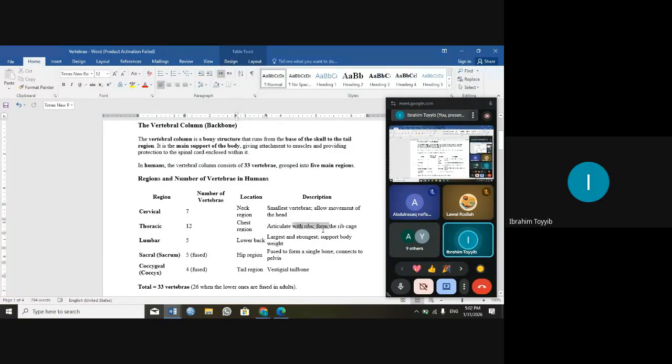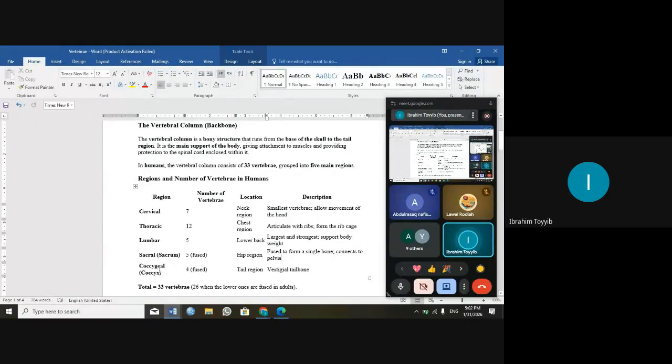Thoracic is the one that forms the rib cage, at the chest region. We also have lumbar vertebrae, 5. It's found in the lower back. It's the largest and the strongest. We have the sacrum. It's found in the hip region. It is fused to form a single bone connected to the pelvis. Pelvis is like that bottom region, the hip region.